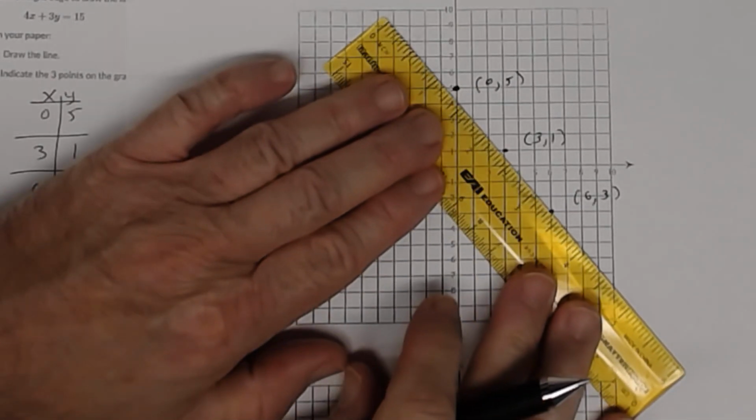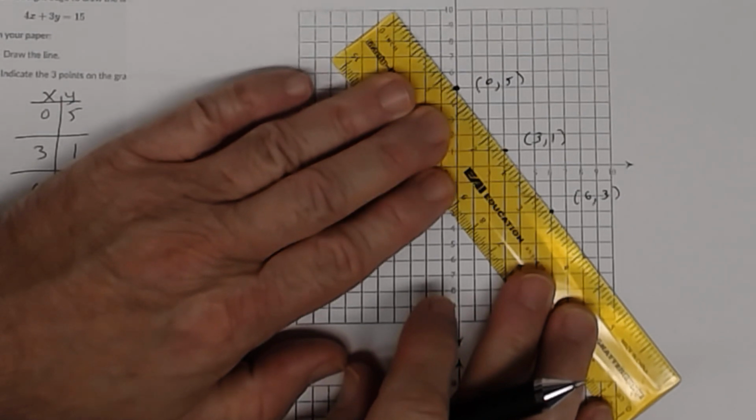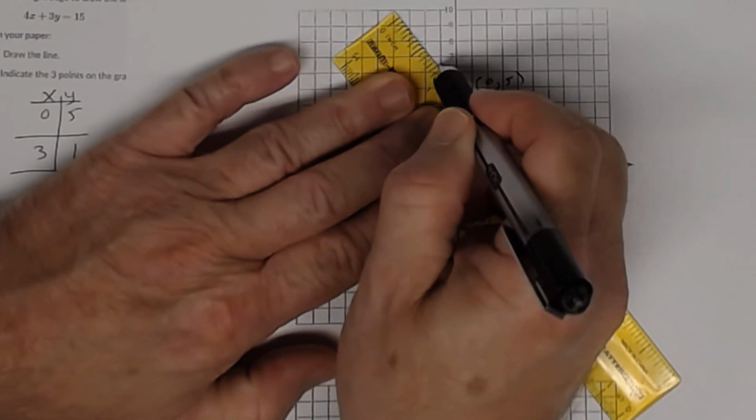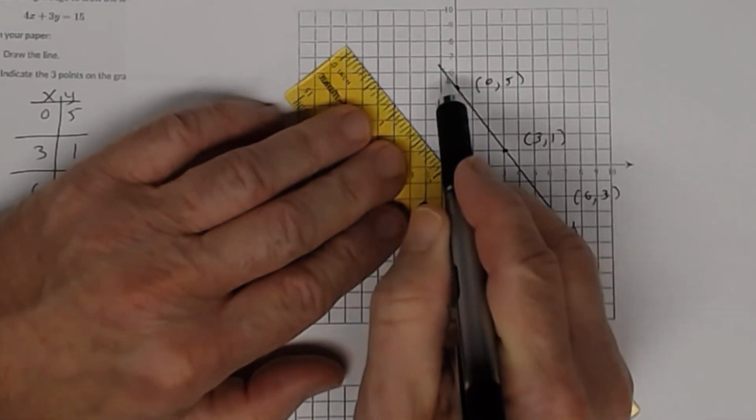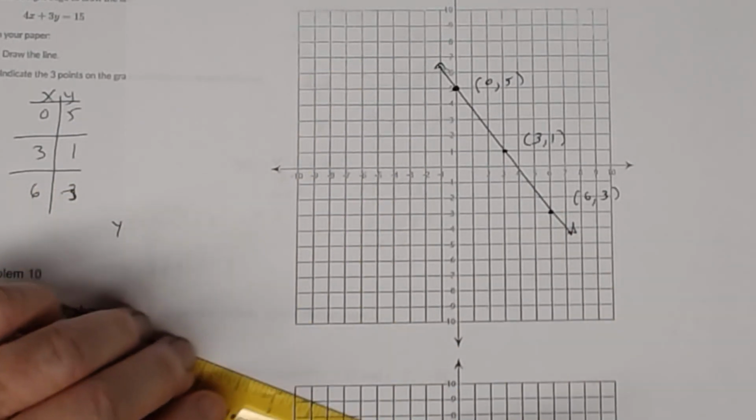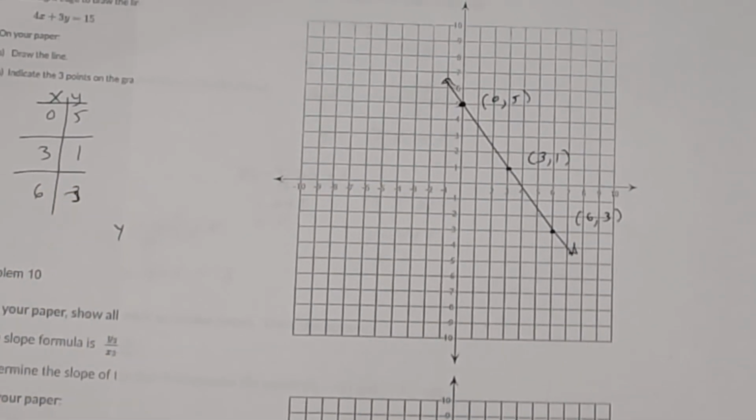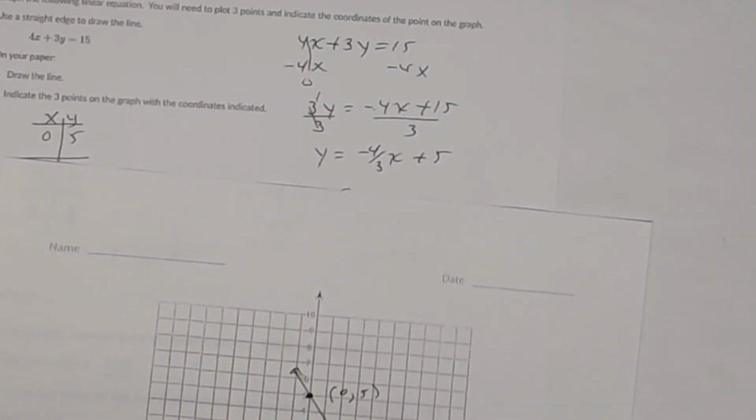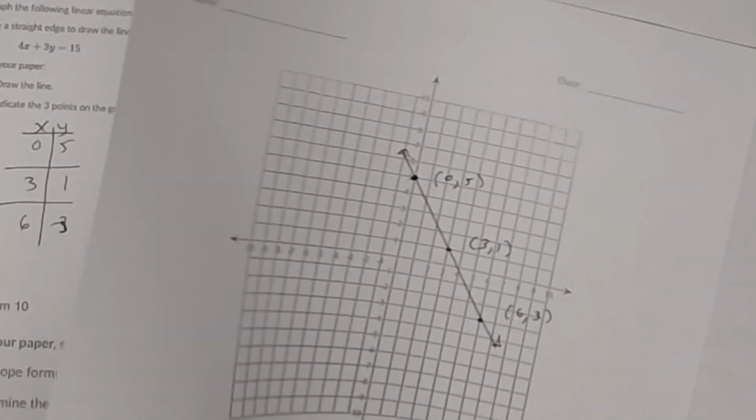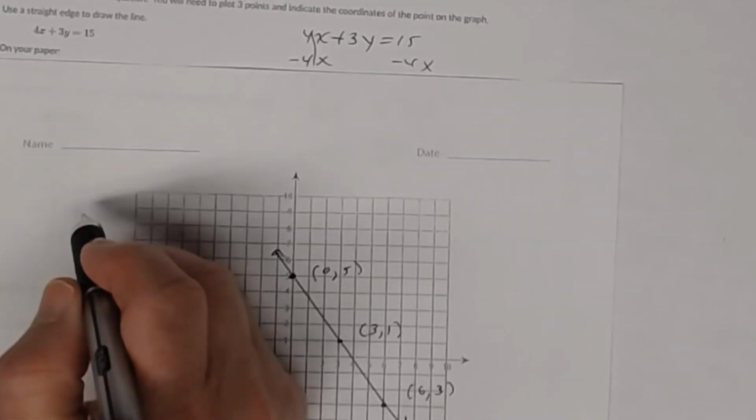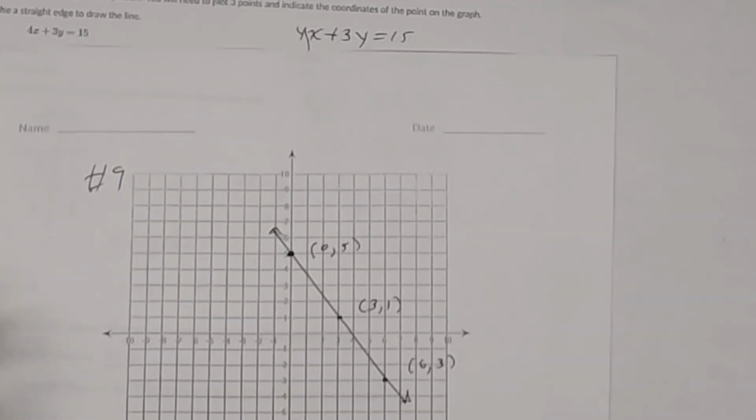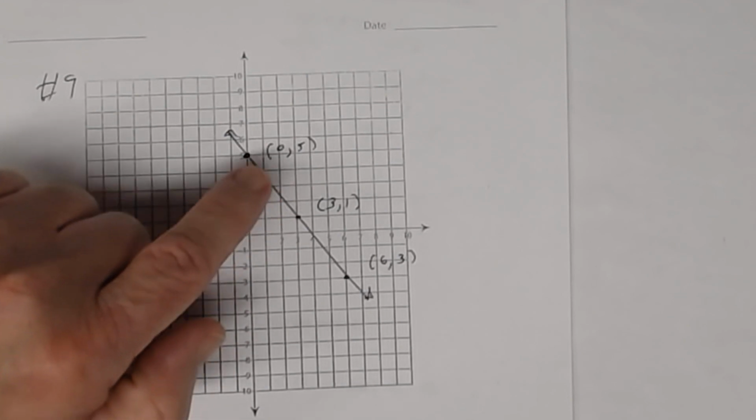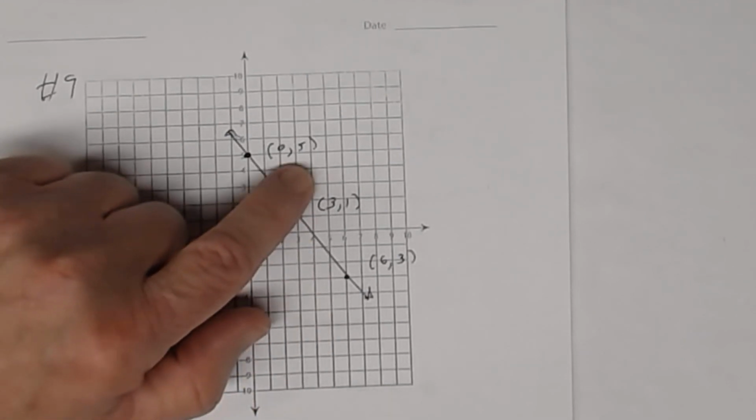So that's the graph of that line. You get something that looks like this. Now notice the line decreases, right? As you go from left to right, the line falls. We knew it had to do that because the slope was negative 4/3. All right, so that was number 9. So number 9, you had a graph, and you had to put 3 points on that line, and you had to label them.